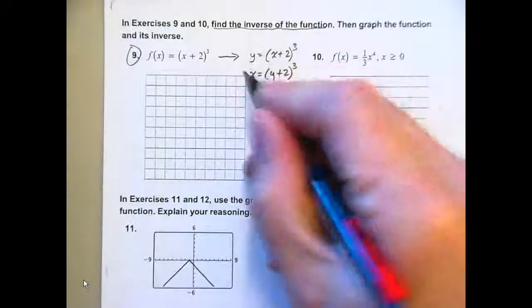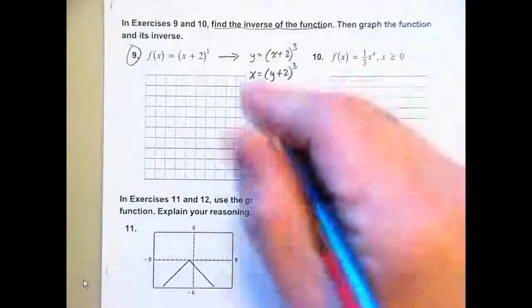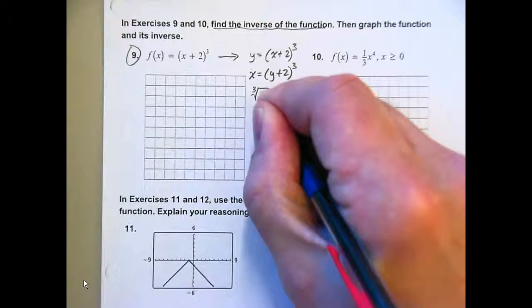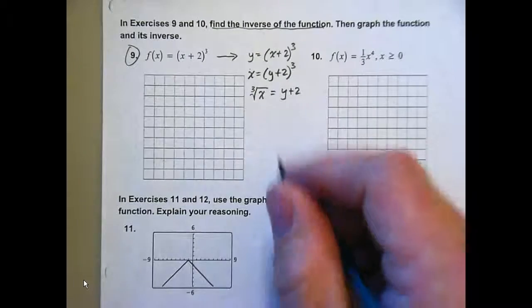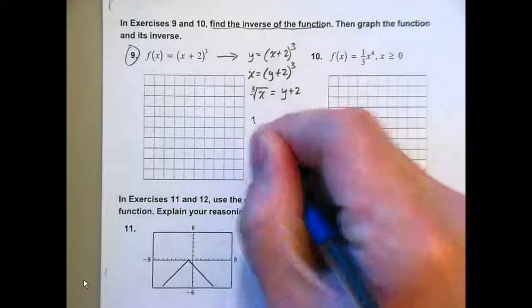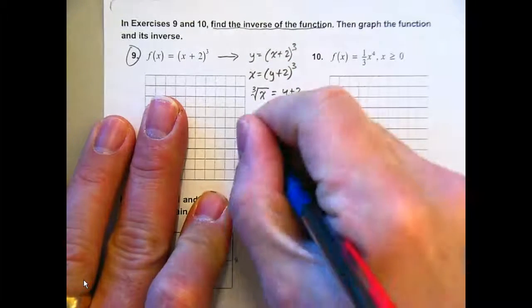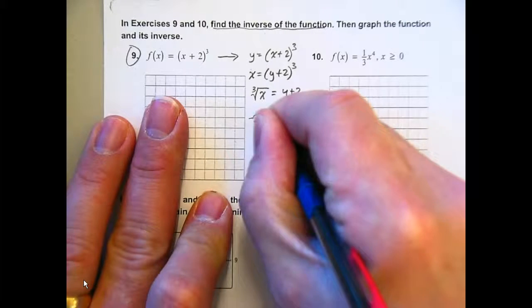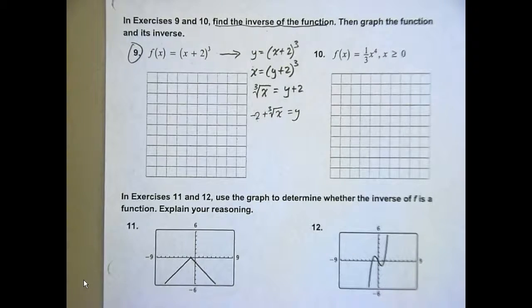This textbook, I guess, does it both ways. So this will give you the inverse when you transpose your x and y values and now solve for y. So we have to take the cubed root of both sides. That gets rid of the parentheses there. I then subtract 2, so I get negative 2 plus the cubed root of x equals y. Okay? Now we need to graph it.